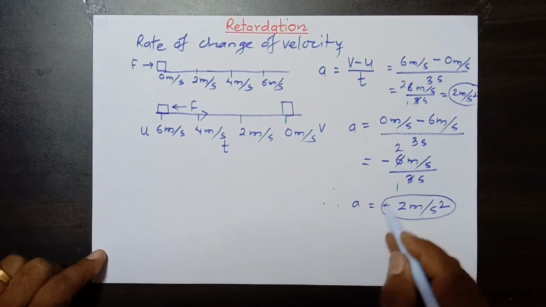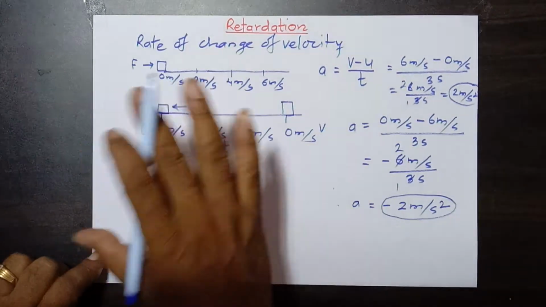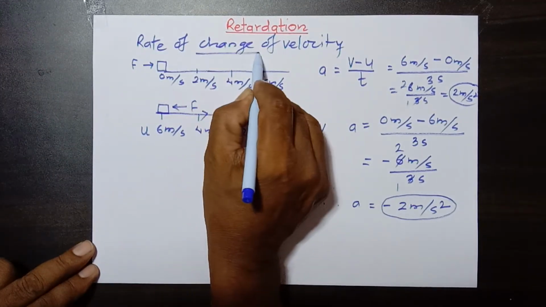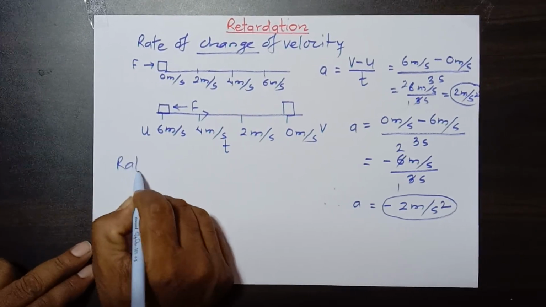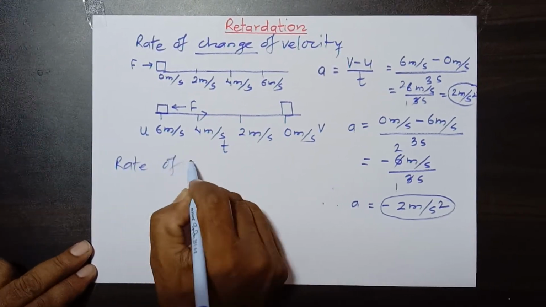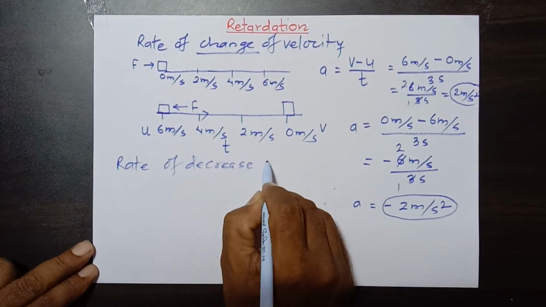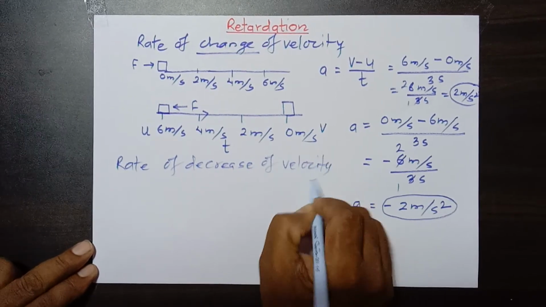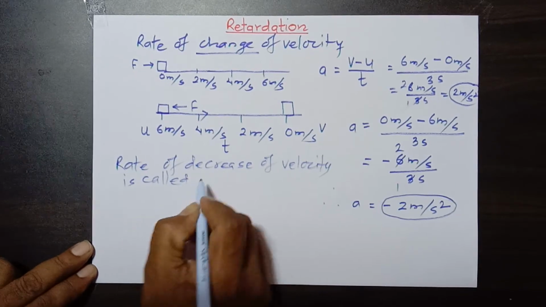But when acceleration comes in negative value, the same is called retardation. It can also be defined like this: instead of writing rate of change of velocity, we can say rate of decrease of velocity. Decrease of velocity is called retardation.